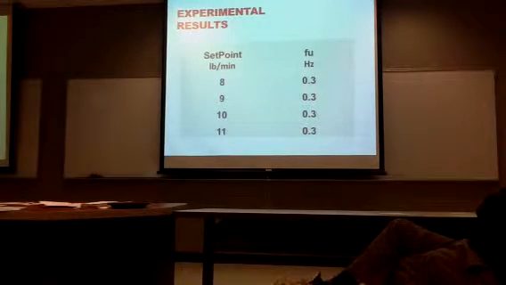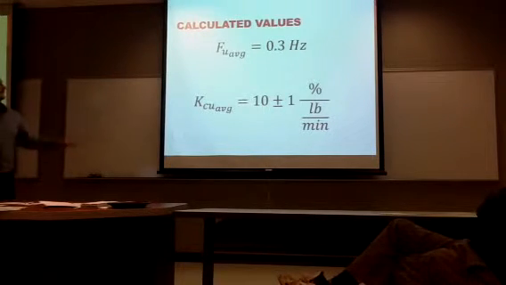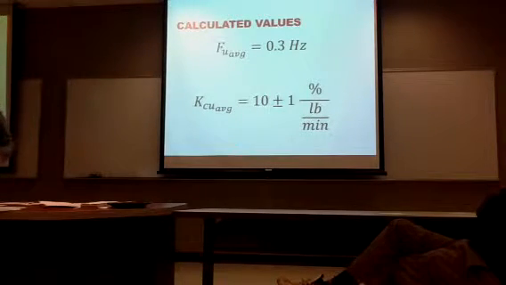As far as the FU goes, it was the same for all the ones that I did, so I averaged the values up. The FU is 0.3 hertz. KCU average 10 plus or minus 1% pounds per minute.